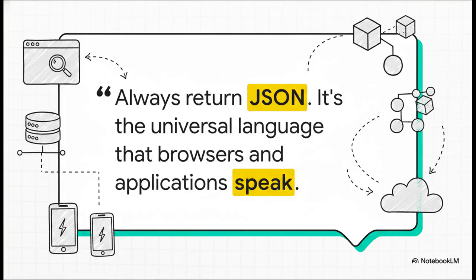And what about the data we send back? You'll notice we're using NextResponse.json, and this is absolutely crucial. Think of JSON as the universal language of the web. It's structured, it's light, and it's super easy for pretty much any application to understand. It's the language everyone agrees to speak.